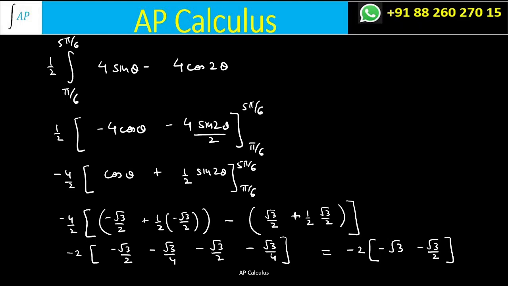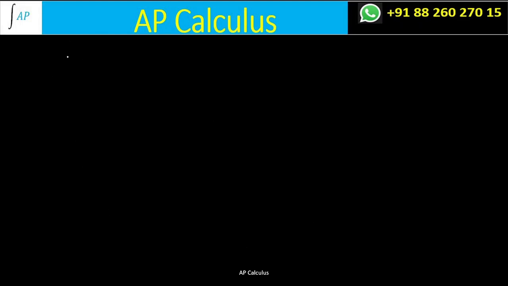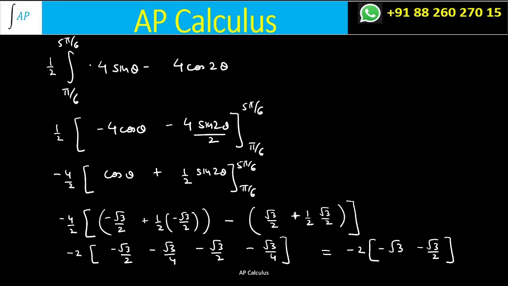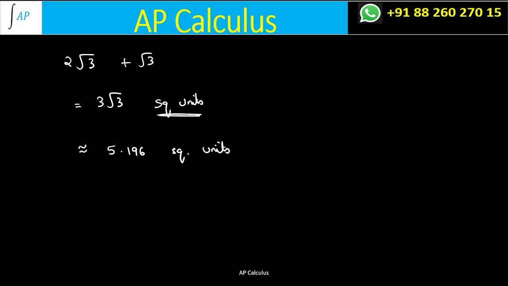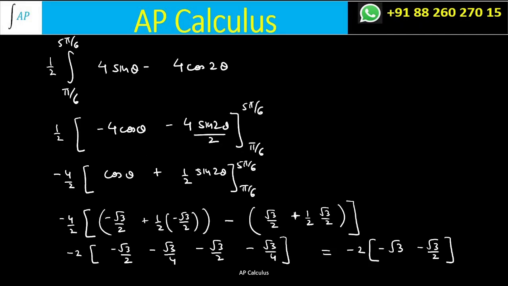So now if you distribute the minus 2 inside, that will be 2 square root of 3, and this will also get cancelled, it will be square root of 3. So finally it is going to be 3 square root of 3. So 3 square root of 3 square units is the final answer, or in decimal, if you calculate from the calculator, that is going to be 5.196 square units. This is the final area bounded by these two curves.